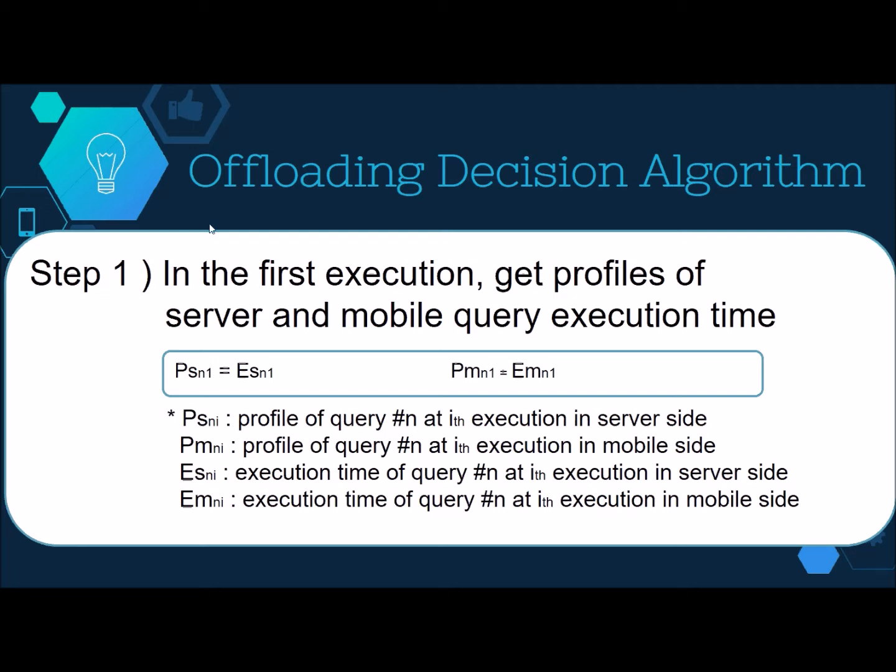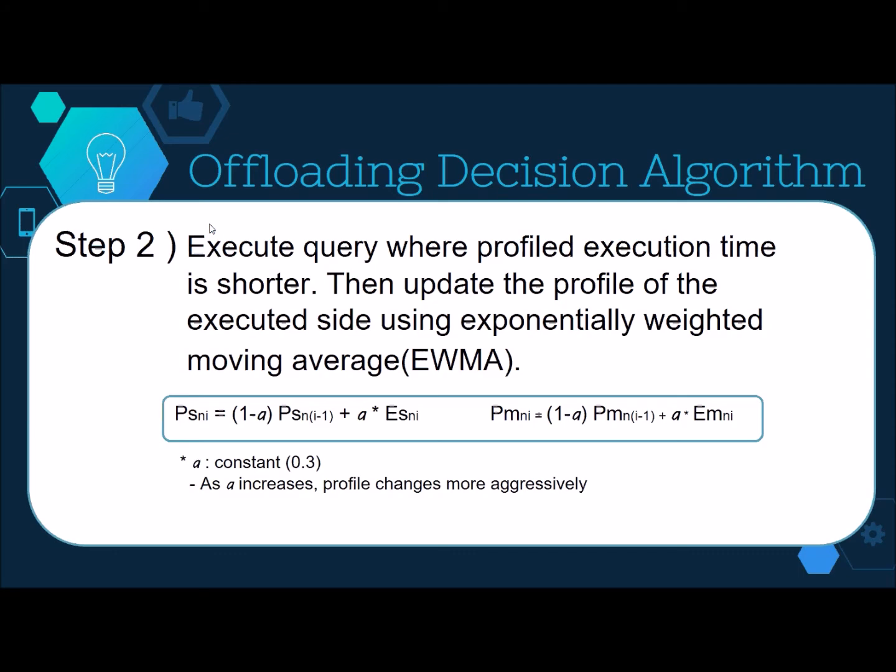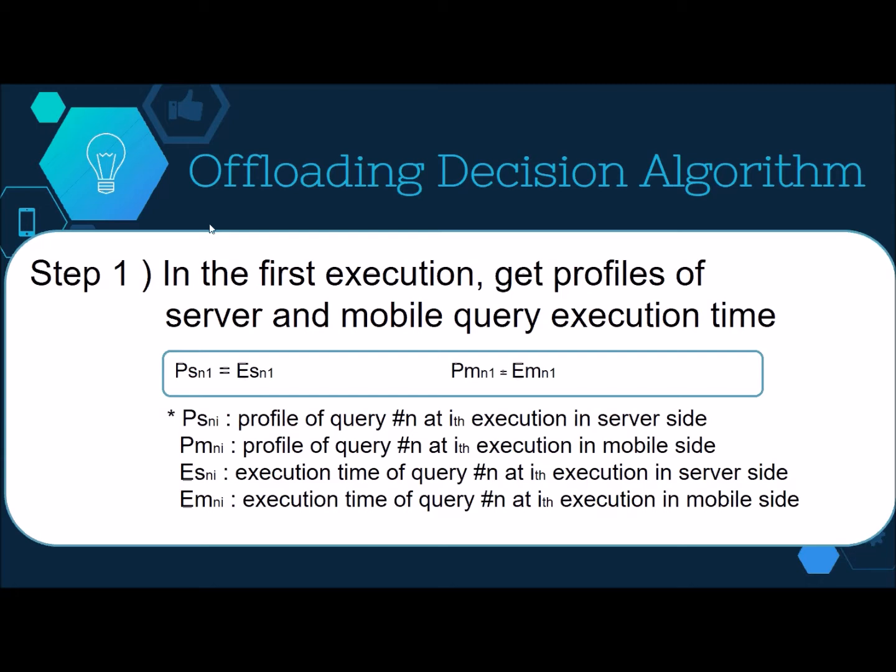What do PS and ES mean? PS means the profiled query on the server side. ES means the execution time of the query on the server side. On the other hand, PM means the profiled query on the mobile side, and EM means the execution time of the query on the mobile side. N is the number of the query, for example 1 to 10. Then I stands for how many executions happened for that query.